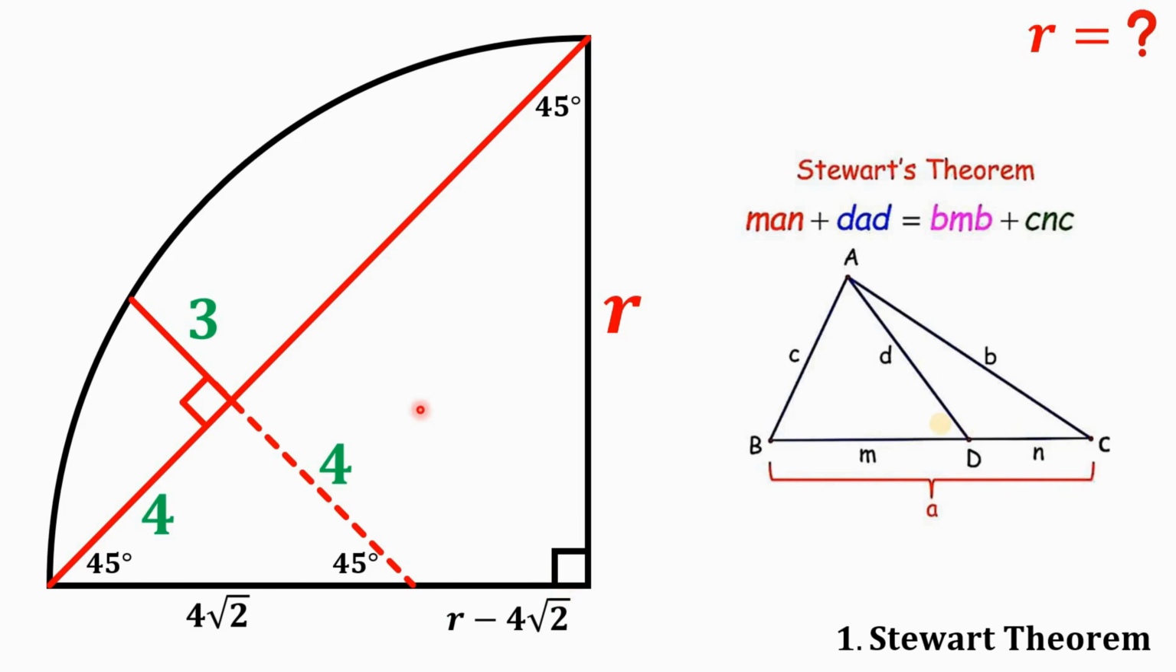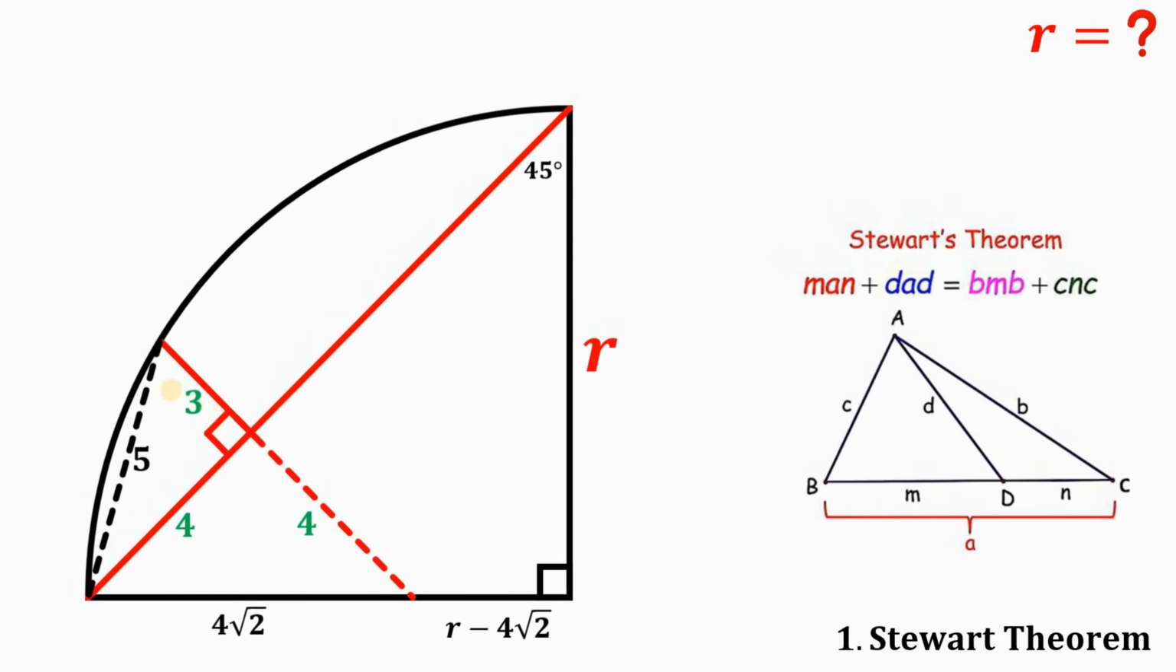And in order to use the Stewart theorem, we need a triangle. So from this point, let's connect this to this point like this. And we have a 3, 4, 5 right triangle. One final segment, and we can now use the Stewart theorem. So what is that segment? This is the radius of this quarter circle. And let's call this r.